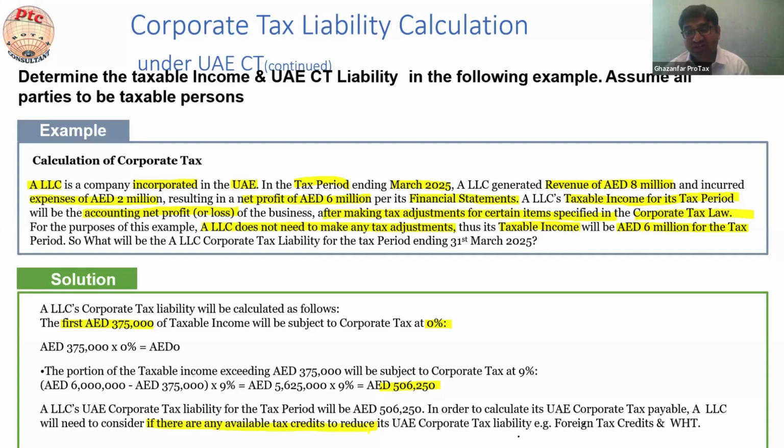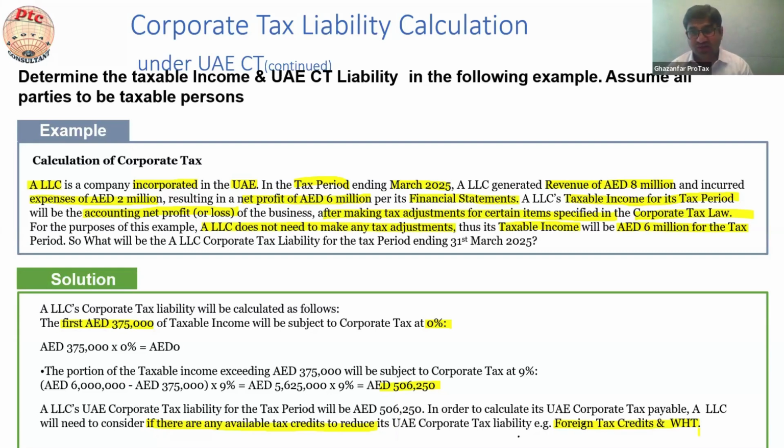So what are the tax reducers? What are the elements or computation items that will reduce our tax liability? We will go through this in detail; it is a comprehensive topic. But here, just for understanding, the main tax reducers of UAE tax liability are the foreign tax credit and the withholding tax. These two are the main tax reducers. Now, how will they reduce it?